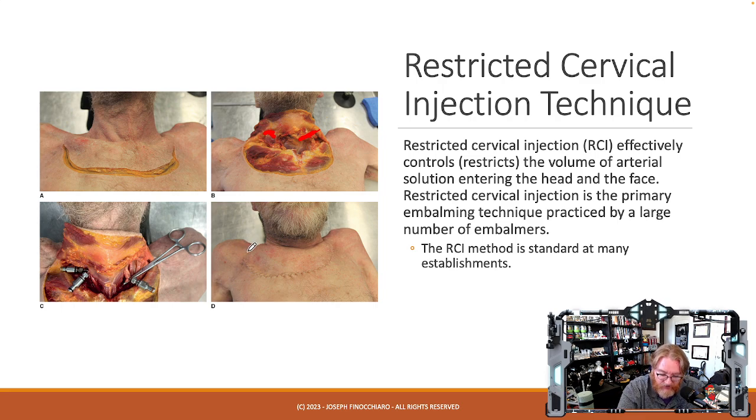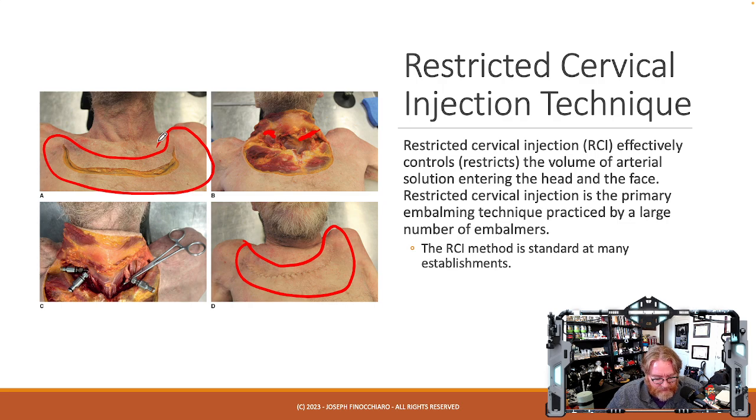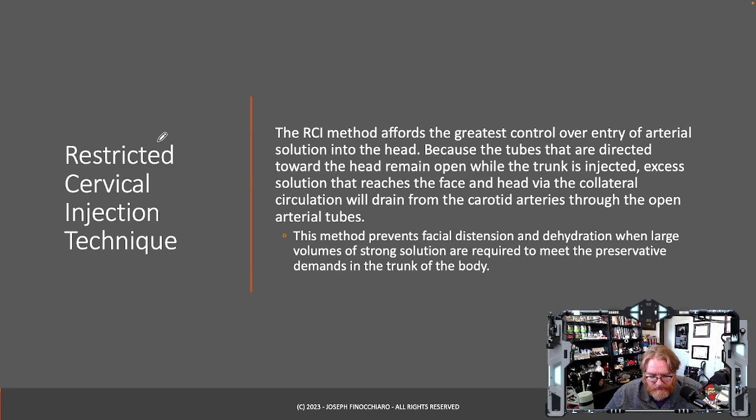And the most common incision used for restricted cervical is, again, the semilunar incision. The restricted cervical method affords the greatest control over entry of arterial solution into the head because the tubes that are directed towards the head remain open while the trunk is injected. Excess solution that reaches the face and head via the collateral circulation routes will drain from the carotid arteries through the open arterial tubes. Reduces the risk of swelling, does not eliminate it. You still have to pay attention when you're doing this.